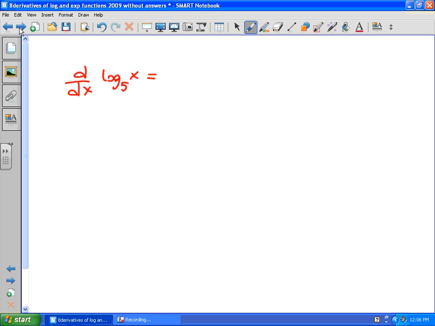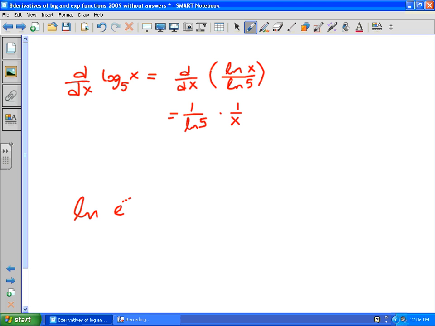So one more example. Again, you first rewrite it using the change of base formula with the base of e. Then factor out 1 over ln 5, and then take the derivative of ln x, which is 1 over x. So this is the answer for the derivative of log base 5 of x. Again, most of the time you'll be dealing with the ln function or e to the power, but I just want you to have a little bit of exposure to different bases as well.